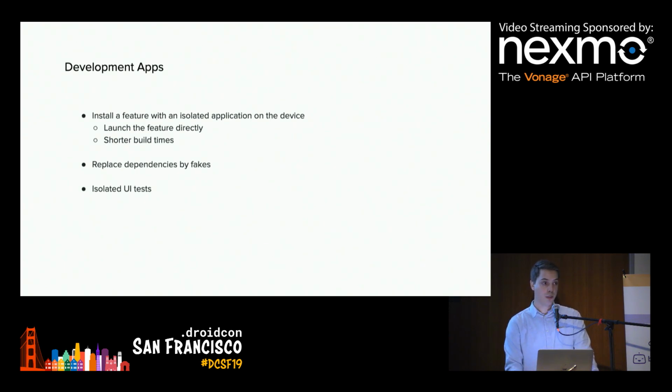We also want to write our UI tests against development apps, and only the main product should run some full integration tests, but not test the features themselves anymore. This has advantages like the UI tests are better isolated because you replace dependencies by fakes, and it is less likely that UI tests fail.